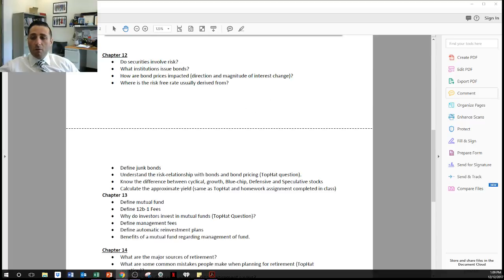So Chapter 12. If we look at Chapter 12 and figure out what to talk about, do securities involve risk? I'm talking about every security out there, whether it's a T-bill, a stock, a bond, a mutual fund, an IRA, a 401k, a Roth 401k, an ETF, there is always a risk of something. T-bills may have such a low risk that we call it the risk-free rate, because no matter what, you'll get it back. But really, everything involves a risk.